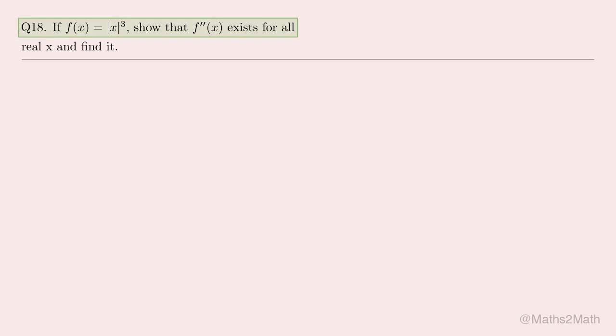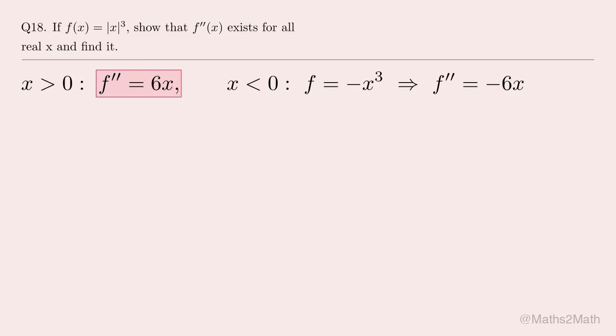Question 18. The cube of the modulus, smooth enough for two derivatives, even at the corner point 0. Split into the two sides of 0, and check the meeting point. For positive x, the function is x cubed. For negative x, it is minus x cubed.